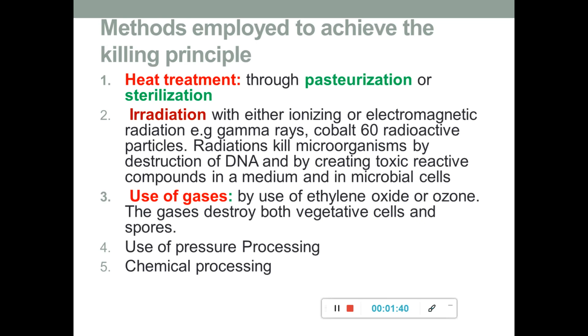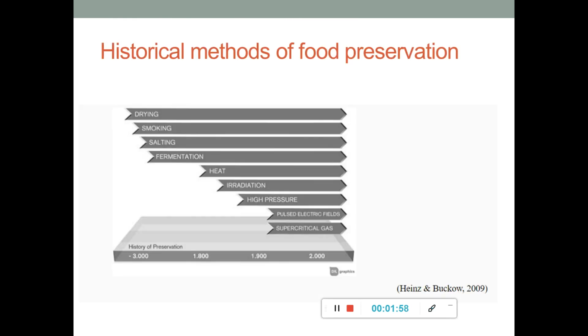Following this, we will be talking about the pressure-based processing of food, which will help to kill the microbes, as well as the chemical agents, which will help to kill the microbes. Now, coming to today's session, we will be concentrating on the heat treatment methods, which follow the killing principle to preserve food. If we consider the historical methods for food preservation, we have drying, smoking, salting and fermentation. And later on, various principles of heat as well as irradiation, high pressure, pulsed electric fields as well as supercritical gas techniques were developed for food preservation.